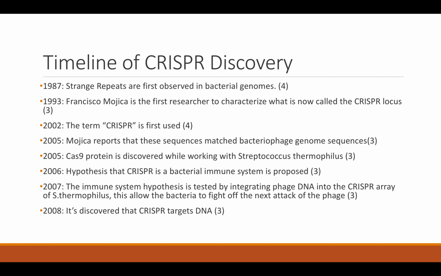In 2006, they proposed that CRISPR might be a bacterial immune system used to attack the viruses that attack the bacteria. And then in 2007, they tested that by integrating phage DNA into the CRISPR array, and this allowed the bacteria to fight off the next attack. So they took some phage DNA and they put it into the Streptococcus thermophilus bacterium, and when the phage attacks the bacteria the second time around, it was able to fight off the phage. So they said, well, then it took up the DNA and it was able to fend itself against that.